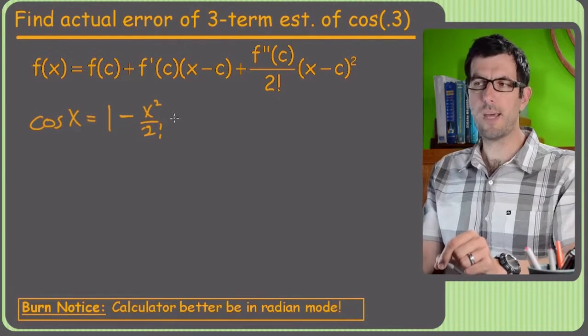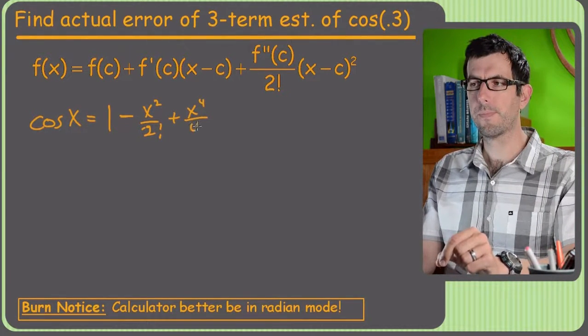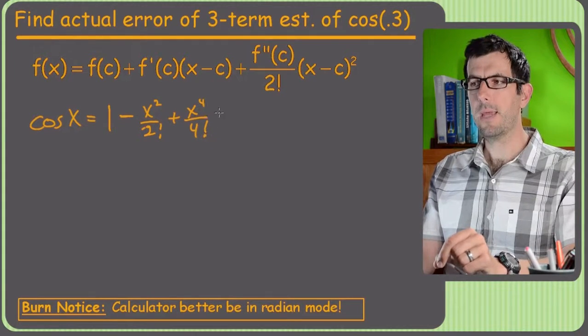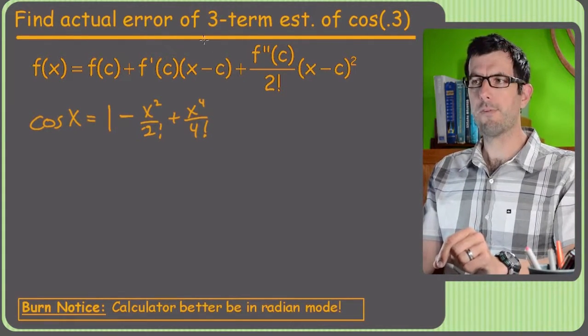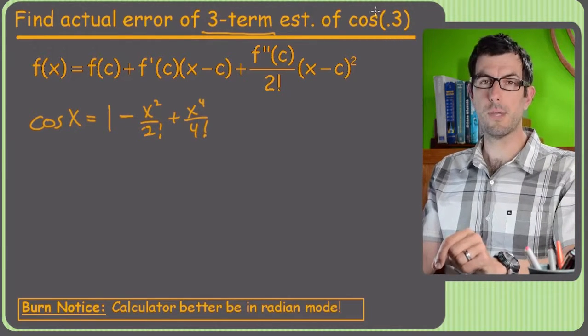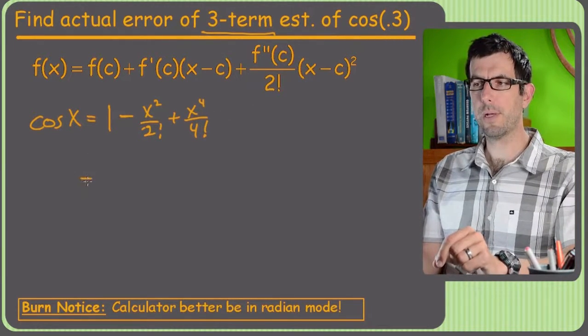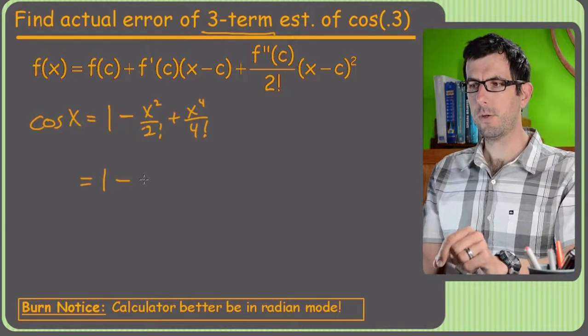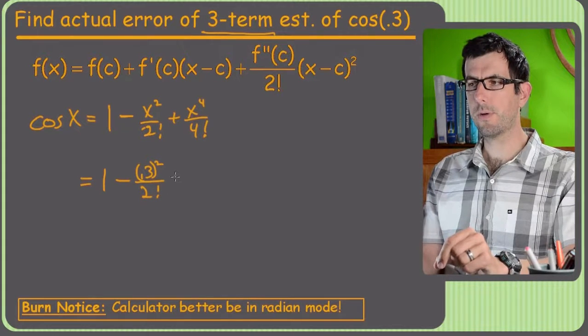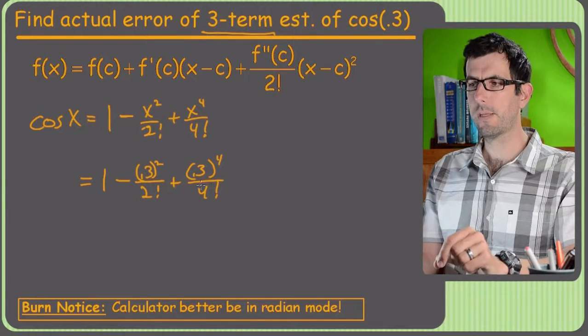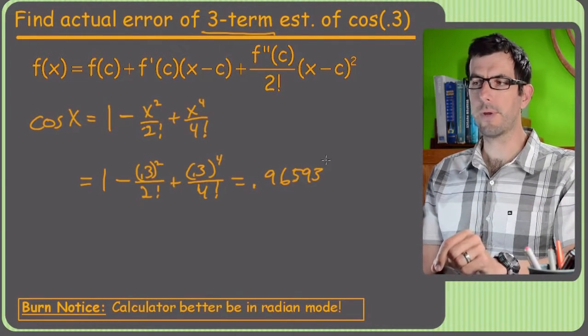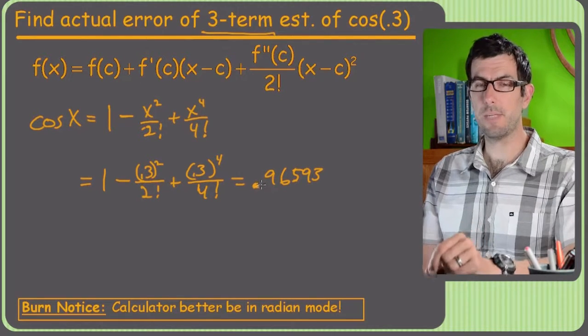And once you've got that, you just know it's alternating, so you're all set. And we could go to the x to the 6th term. However, we're looking for a 3-term estimate of cosine of 0.3. So all we have to do is just plug in 0.3. So 1 minus 0.3 squared over 2 factorial plus 0.3 to the 4th over 4 factorial. And when I plug this into the calculator, I get 0.96593. All right, so that's the approximation.